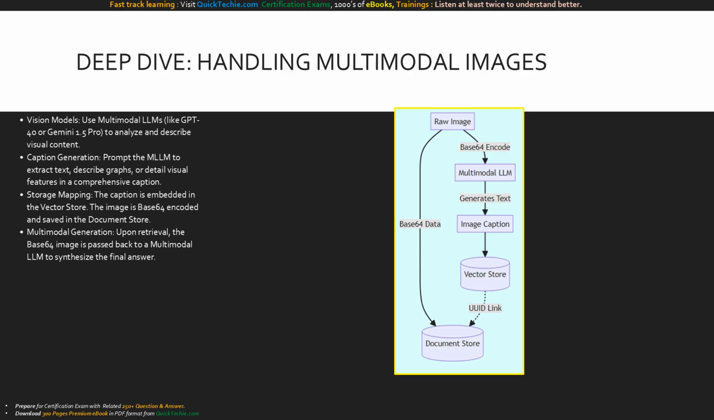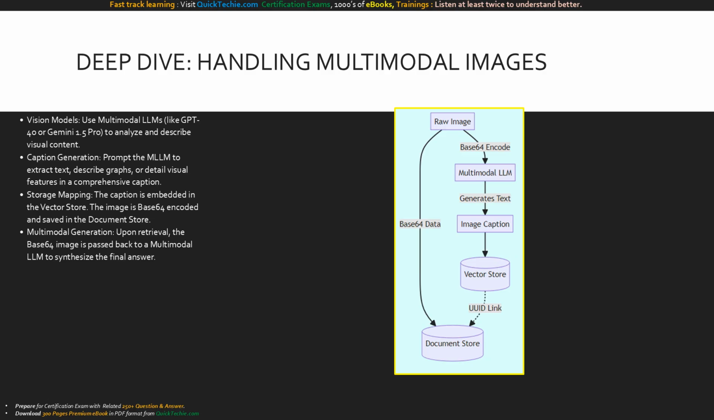The original image is base64 encoded and placed securely in the document store. When a user's question triggers the caption in the vector store, the system fetches the base64 image. Crucially, your final generation step must use a multimodal LLM so it can actually see the retrieved image and synthesize a perfectly grounded response. This flowchart maps out the image processing workflow.